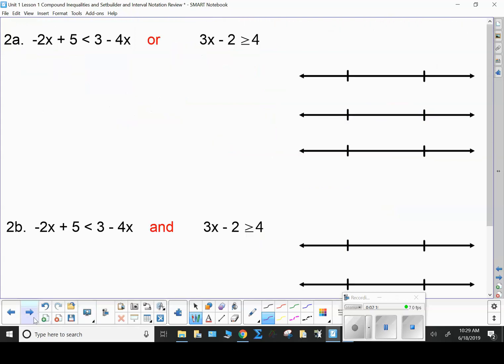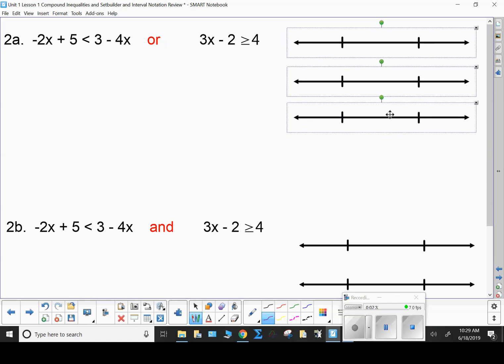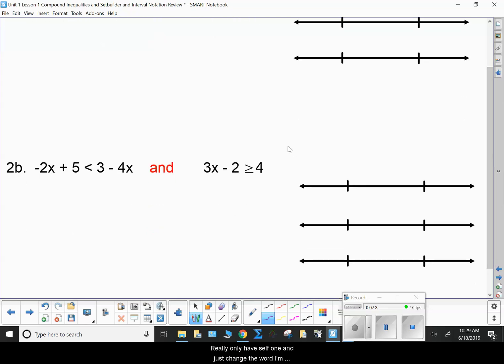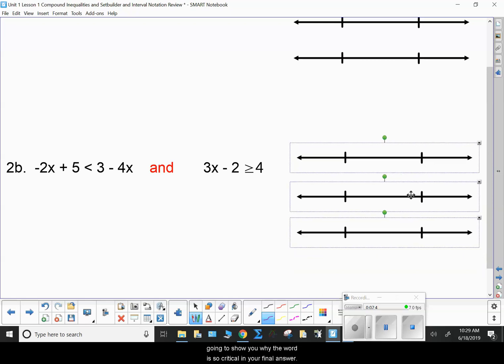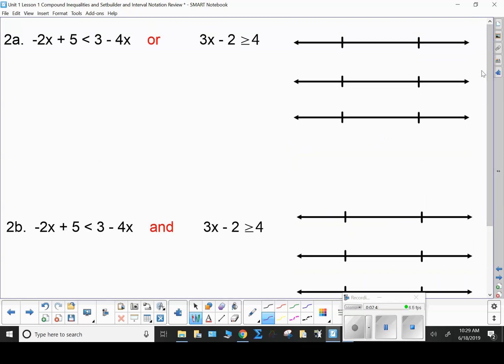Next problem. Notice that I've got 2a and 2b are the same problem, but one's an and and one's an or. So we're going to make this kind of easy. What I'm going to do is solve both of them, okay? But really I only have to solve one and just change the word. And I'm going to show you why the word is so critical in your final answer.